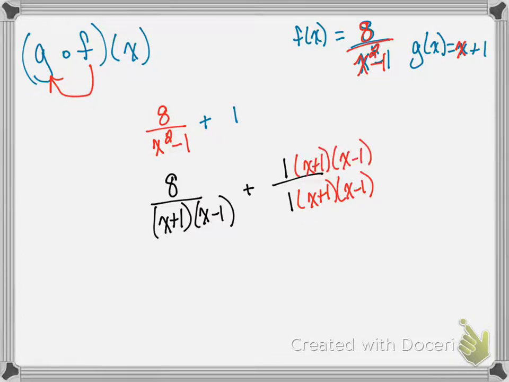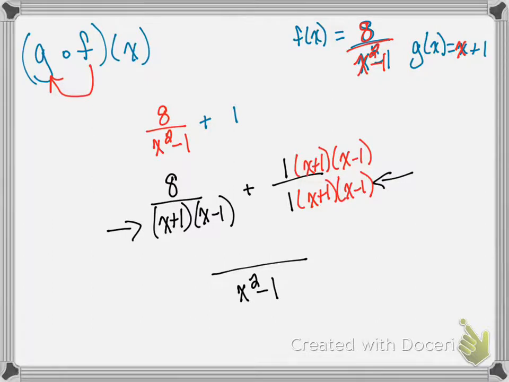And none of these are going to cancel out, so I can go back to x squared minus 1 because I'm not going to be able to cancel anything out. So my new denominator is x squared minus 1. All I've done is made one fraction and then multiplied my FOIL back out.